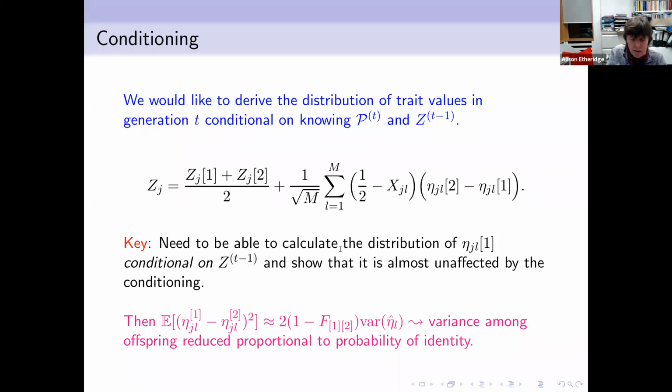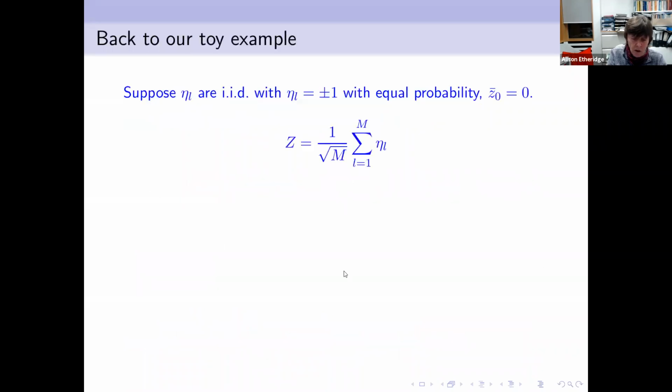So if I can show this bit, if I can convince you that eta JL1 is really just a pick from my ancestral allelic types, then I hope I've convinced you that at least approximately, given that I've got a sum of 1 over root m, sum 1 to m, you can see a central limit theorem coming in, that approximately I've got the right distribution if I take a normally distributed random variable with mean given by this quantity and variance given by V0 times 1 minus the probability of identity. So what I need to do is convince you that knowing the trait value doesn't tell me much about what's going on at a particular locus.